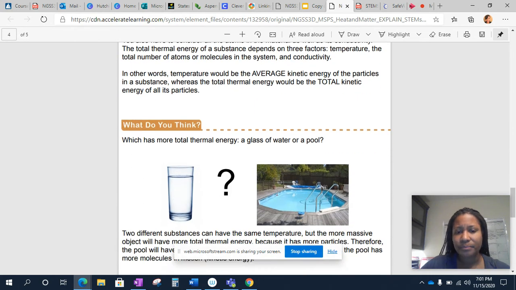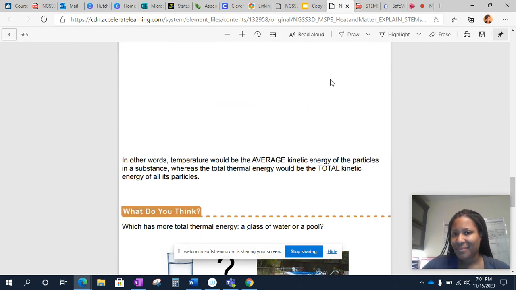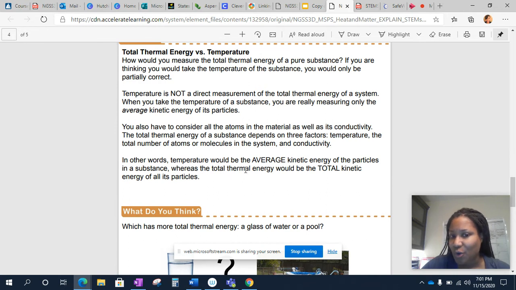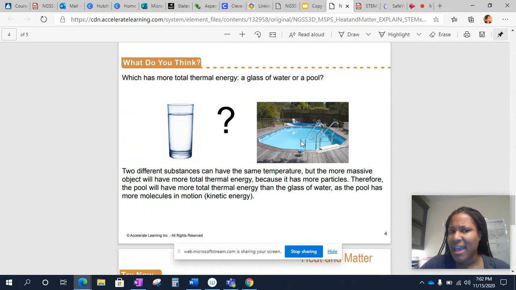I hope that helped. So what do you think? Which one has more total thermal energy? A glass of water or a pool? And let's revisit. Total thermal energy is the total kinetic energy of all of its particles when we're talking about a substance. So which one has more? The glass of water or the water in this pool?